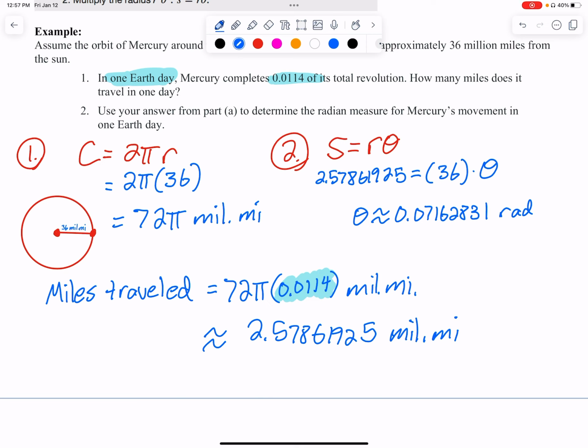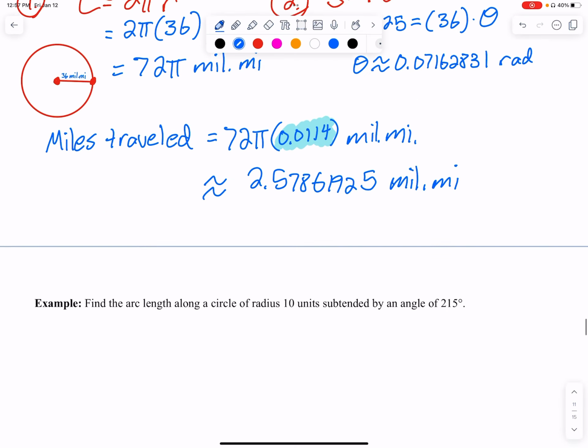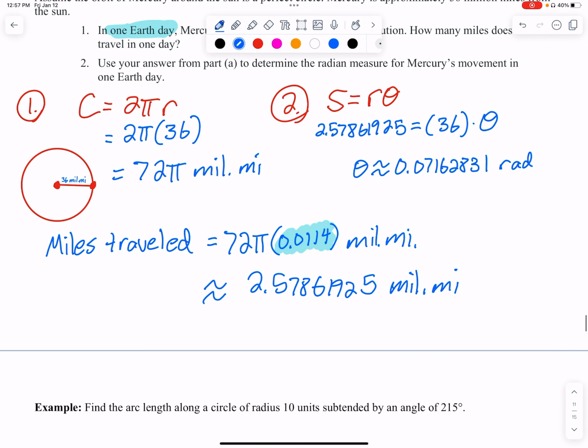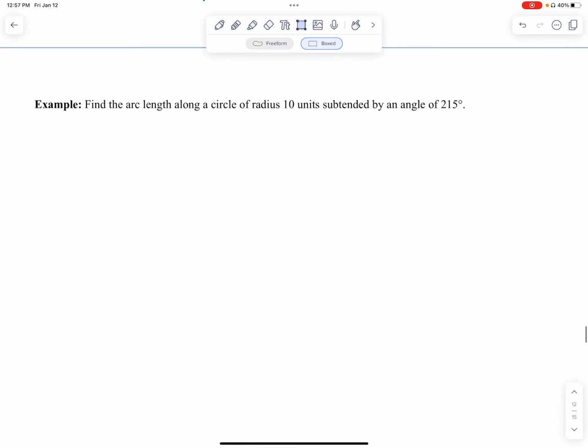All right, we're going to do one more example in this video. It says, find the arc length of a circle of radius 10. So I'm going to cheat here. I'm going to just copy this and paste it down here, and then erase my 36 million miles. Okay, so find the arc length along a circle of radius 10 units. So this is going to be 10 here, subtended by an angle of 215 degrees.